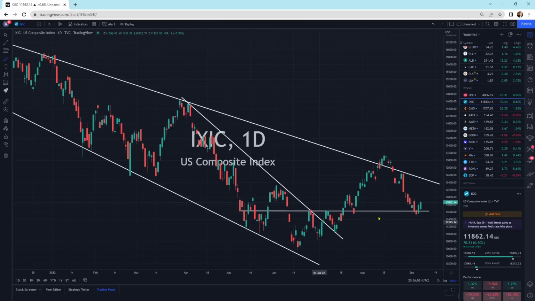US Composite Index is the same thing. We're using this as a support level. We're going to head on higher. When we get to this resistance line, then we're going to figure out which direction it wants to go.